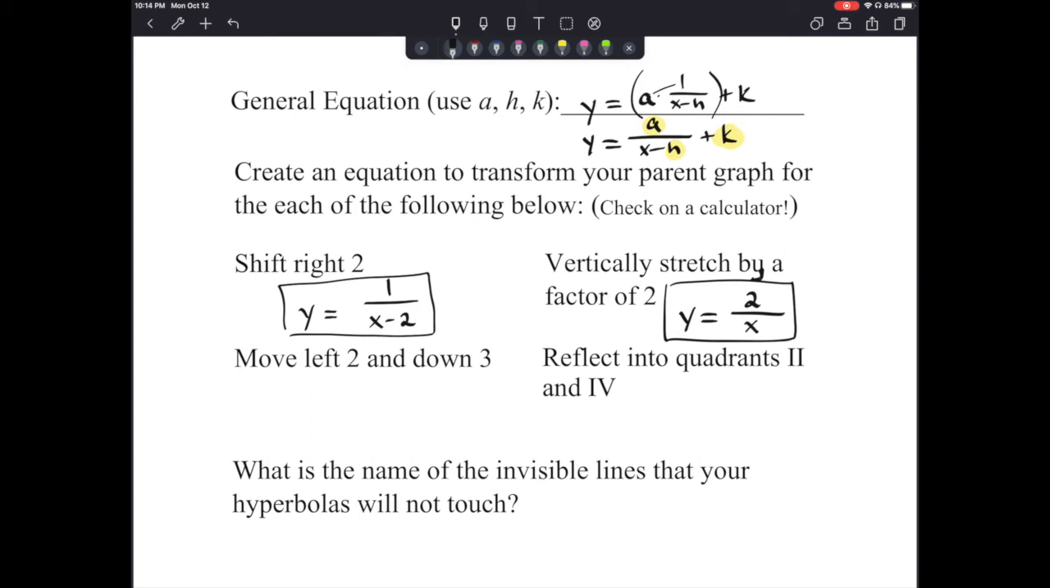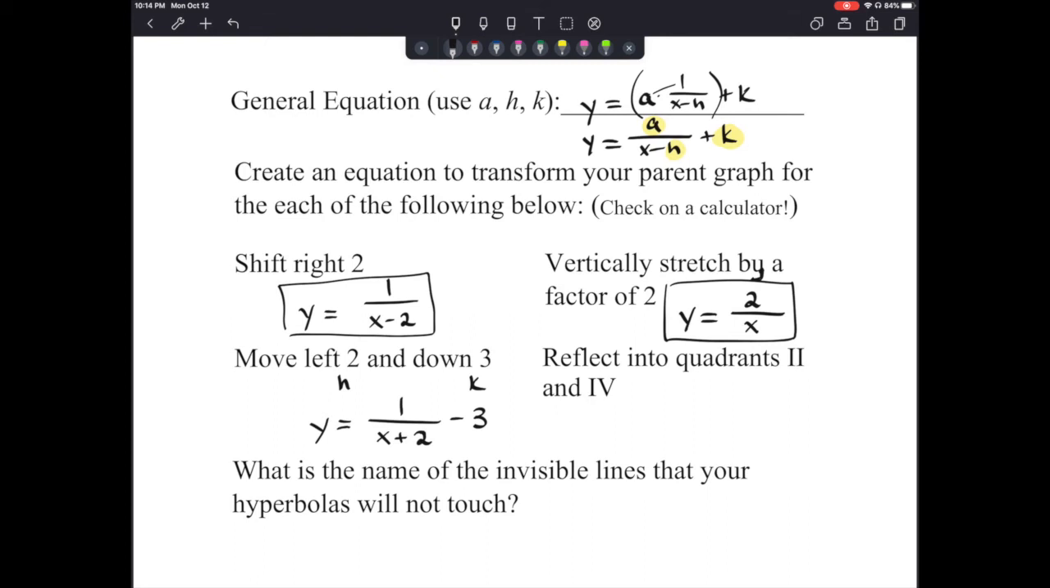All right, so the third one, we have to move it left 2 and down 3. So we're talking about h and k. So we've got y is equal to 1 over, if I'm moving it left 2, I'm going to say x plus 2. And then we're going down 3, I'm going to put minus 3 there. So it's not in the denominator. The minus 3 is like in the numerator. We just don't have a common denominator.